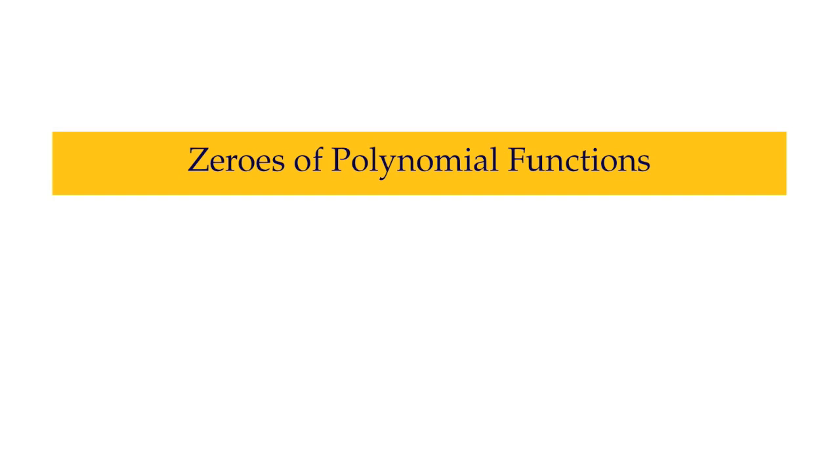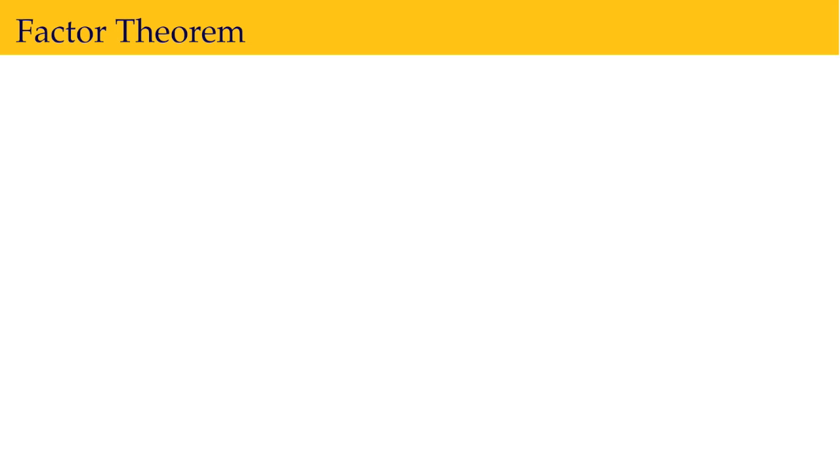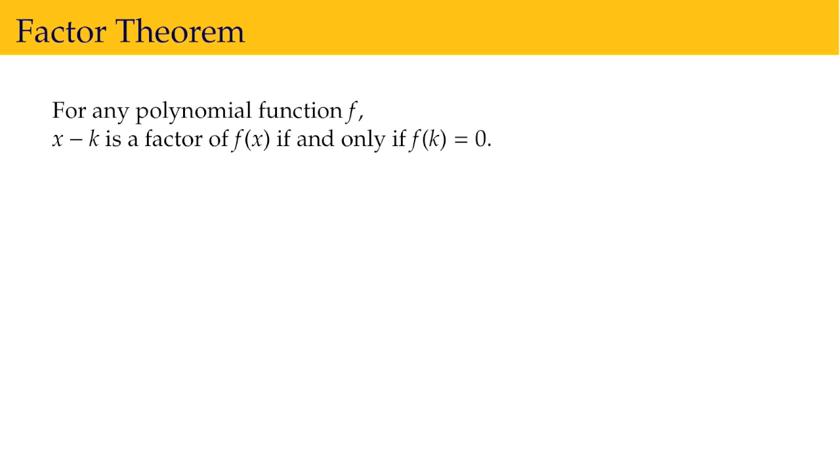Today we're talking about zeros of polynomial functions. We're going to begin with the factor theorem. For any polynomial function f, where k is a number, x minus k is a factor of f of x if and only if f of k equals 0.